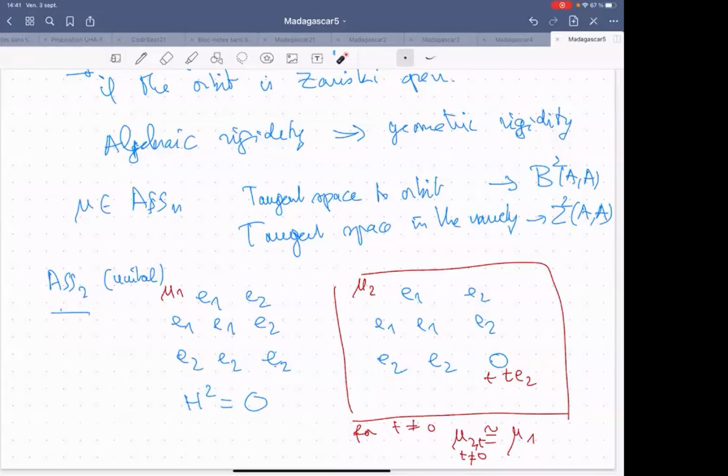E2. Of course, here, in fact, you can put anything. You can put E1 plus B E2. It remains associative.